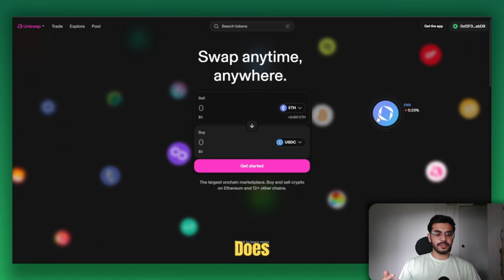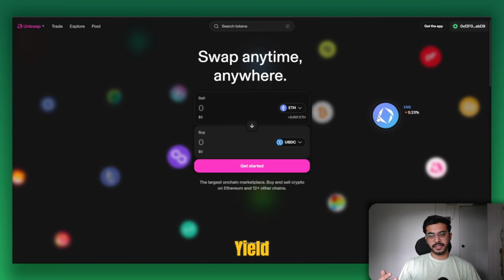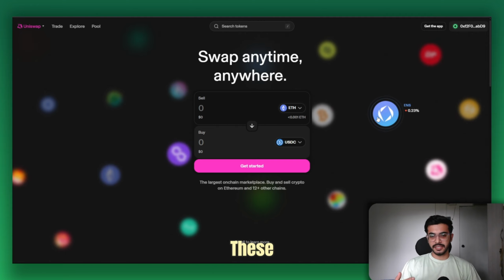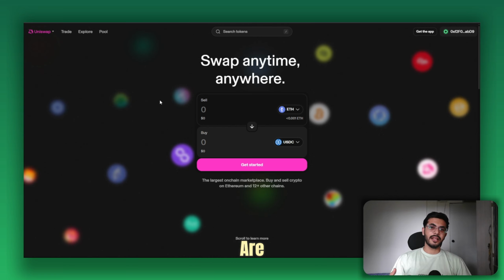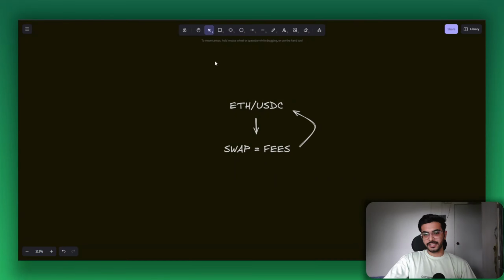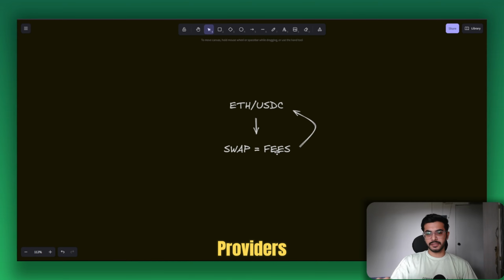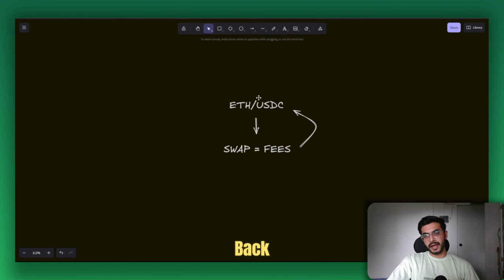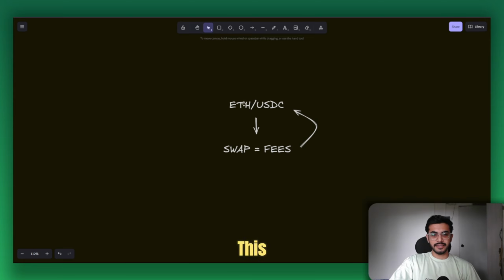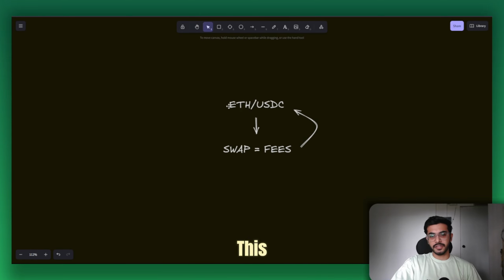But how does all of this work? Where does the yield come from? And how are you generating these returns? To put it simply, there are people like you and me out there that are constantly swapping their Ethereum to USDC, and for this exact swapping, they are paying a little fee back to the liquidity providers. This fee is then paid back to liquidity providers, and in this case, the liquidity providers of this exact pool, which is ETH USDC.